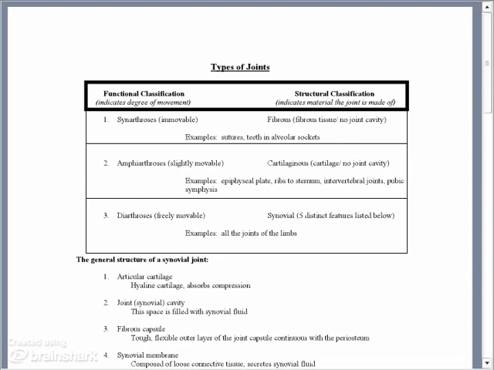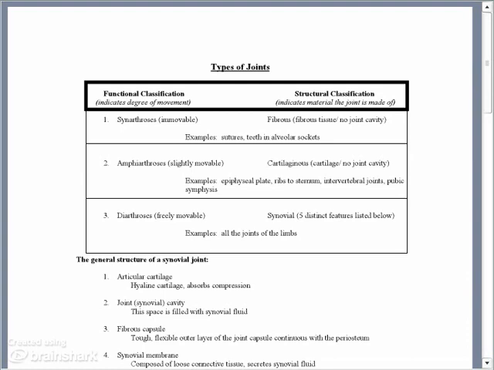The immovable joints are considered synarthroses. So if you look underneath the functional classification, you see number 1, synarthroses. Those joints are the immovable joints. And the example that I just gave you was the suture. That's the example you should remember. Those are places in the skull where skull bones come together. The joint itself does not have a joint cavity, and the tissue there is fibrous connective tissue that holds those bones together.